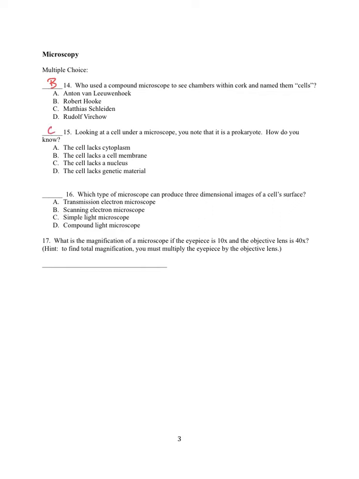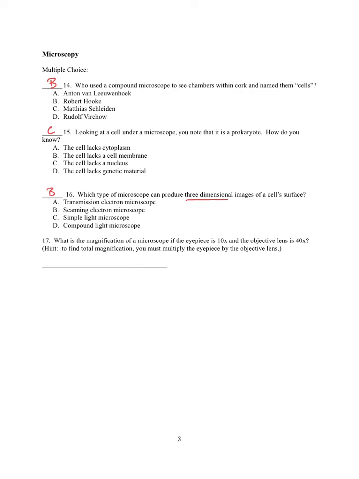Number 16 says, which type of microscope can produce three-dimensional images of a cell's surface? So three-dimensional images are formed only by scanning electron microscopes, and that's because they can build a detailed image of the surface of structures under the microscope.